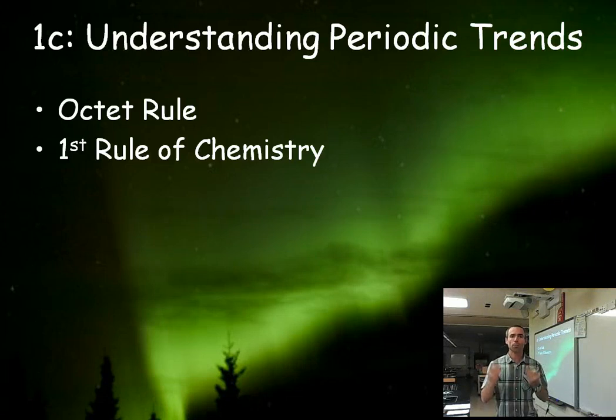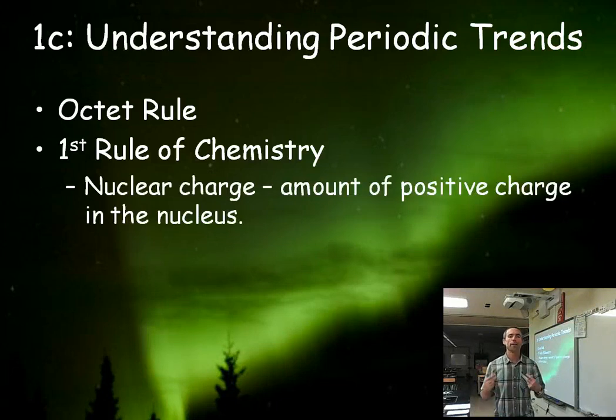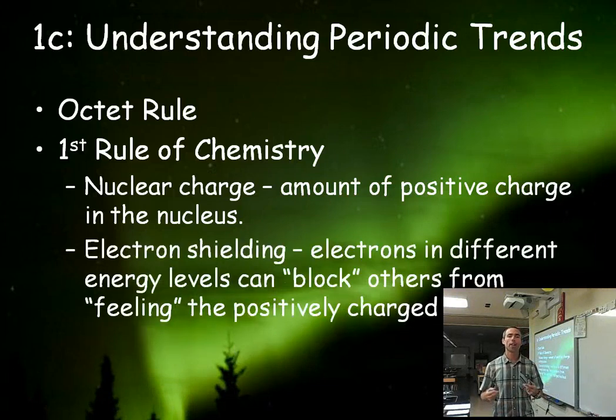Whereas like charges, plus and plus repel, minus and minus would repel. The effective nuclear charge is the amount of positive charge in the nucleus, which is important to keep in mind. And that is simply the number of protons represented by the atomic number. And then one other concept was this idea of electron shielding, and that electrons can actually block other electrons at different energy levels from feeling the positively charged nucleus. So with that, we are ready to understand.